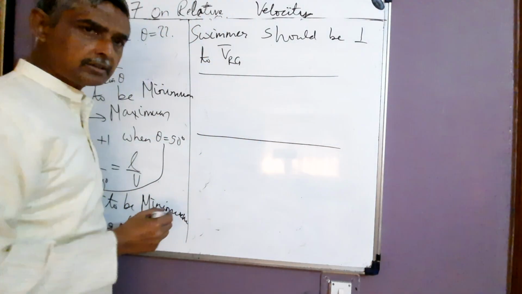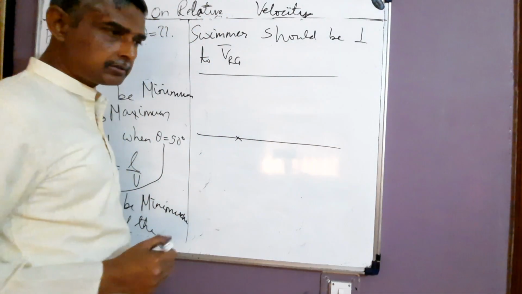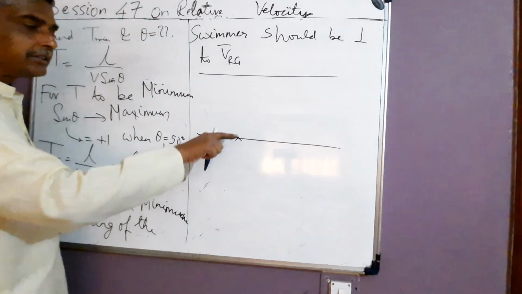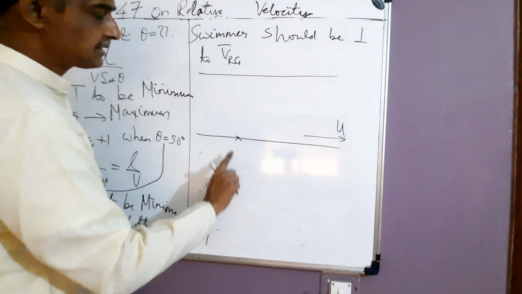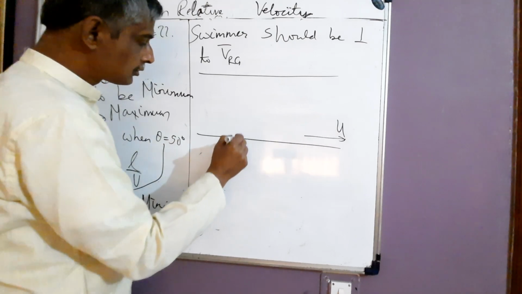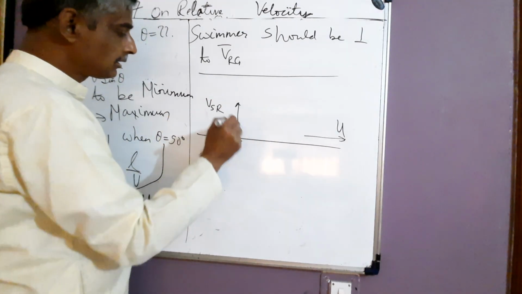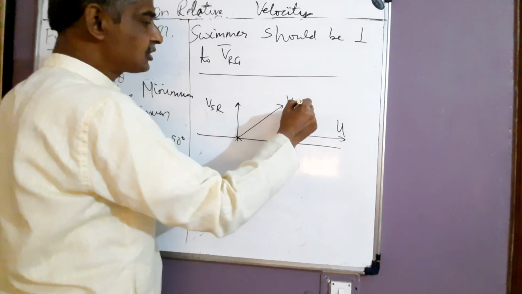Now how will the swimming process appear in this case? This is the top view of the river. This is the starting point of the swimmer. VSR makes an angle of 90 degrees with VRG. VRG is in this way, rightward, U. VSR is 90 degrees with U. So this is the direction of VSR. This is the direction of VSG.